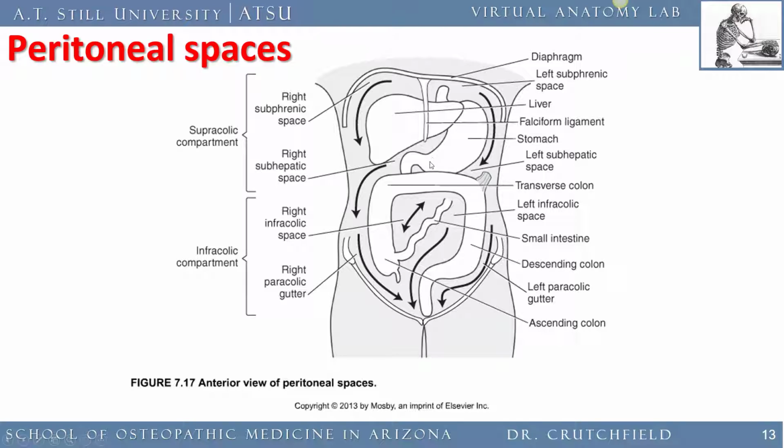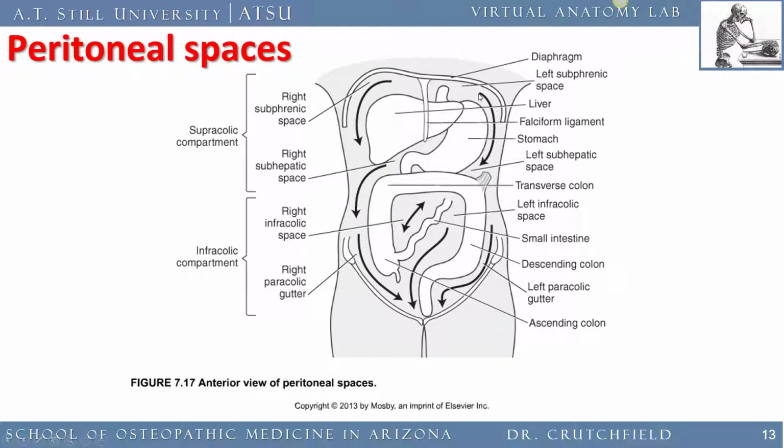And you say, well, why is that? Because all the acid contents went down the paracolic gutter into this empty space that's here and settled into the right lower quadrant. So they come in, they have pain in the right lower quadrant. You're thinking appendicitis, and you get in there, and lo and behold, they've had a perforated ulcer.